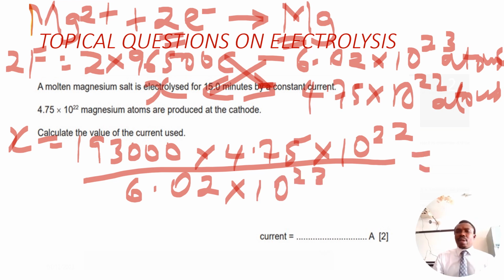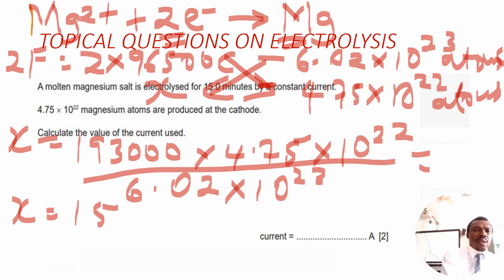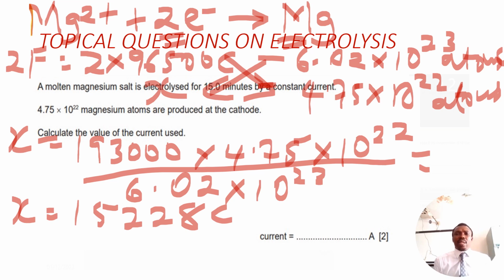So let me use my calculator. 193,000 multiplied by 4.75 times 10 raised to the power 22, divided by 6.02 times 10 to the power 23. So we are going to get x equal to 15,228 coulombs. So that is the quantity of electricity required to deposit 4.75 times 10 raised to the power 22 atoms of magnesium.